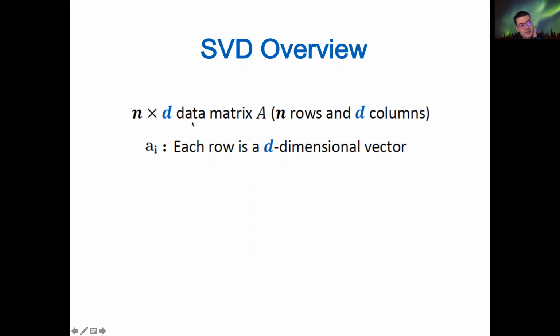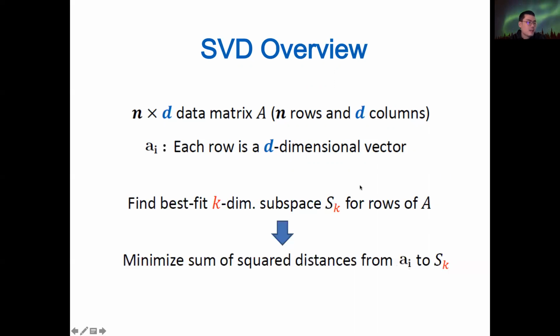We have this kind of pandas table in mind, as in data science libraries. And Ai is each row, one row of your data matrix, one item. We want to find the best fitting k-dimensional subspace for the rows of A. Rows of A are the data rows that you have.